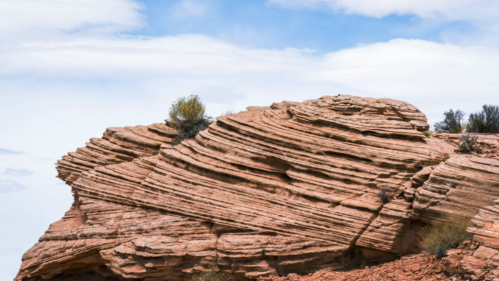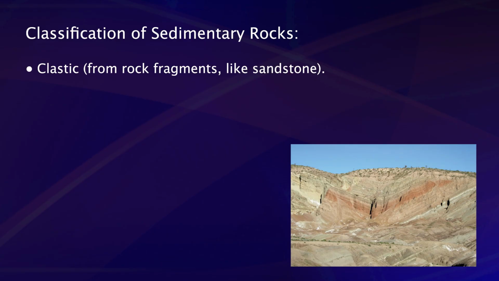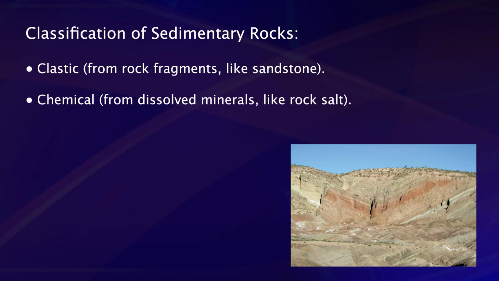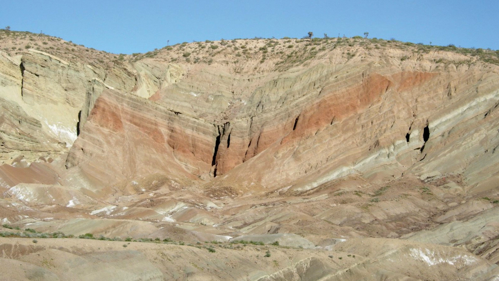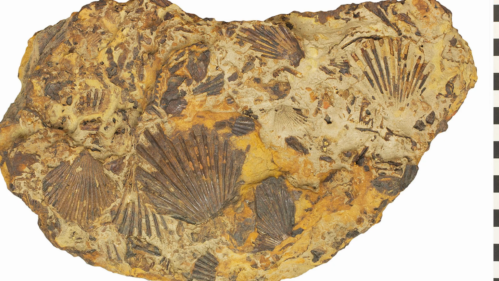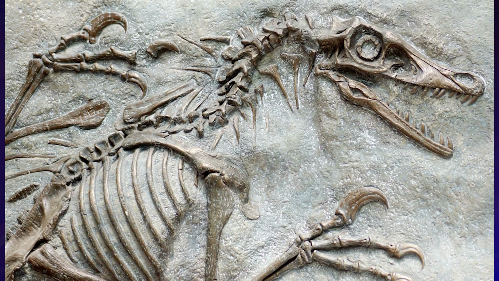Sedimentary rocks are classified into clastic, from rock fragments, like sandstone; chemical, from dissolved minerals, like rock salt; and organic, from biological remains, like coal or limestone. These rocks frequently contain fossils and are valuable for understanding Earth's past environments. Sedimentary rocks often show layering or bedding and may contain fossils of plants and animals. Sedimentary rocks cover 75% of the total surface area of the earth.